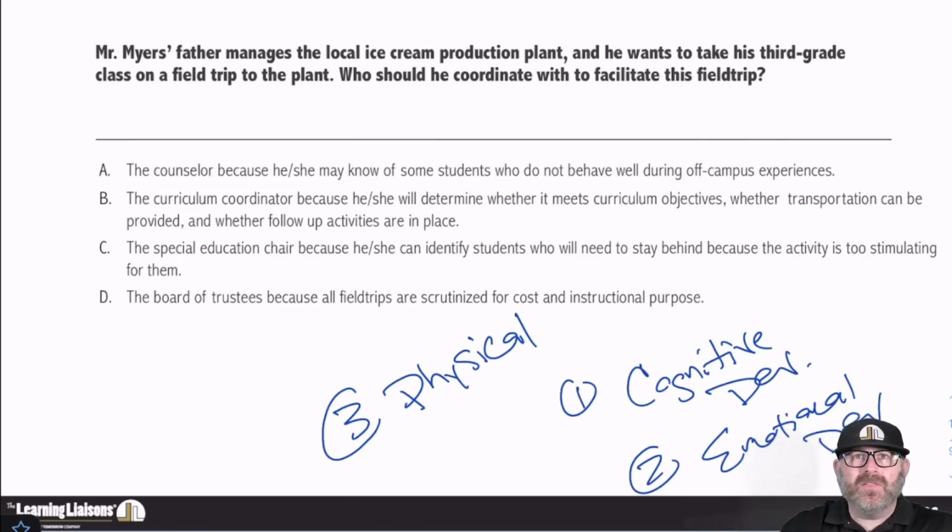Mr. Meyer's father manages a local ice cream production plant, and he wants to take his 3rd grade class on a field trip to the plant. Who should he coordinate with to facilitate this field trip?